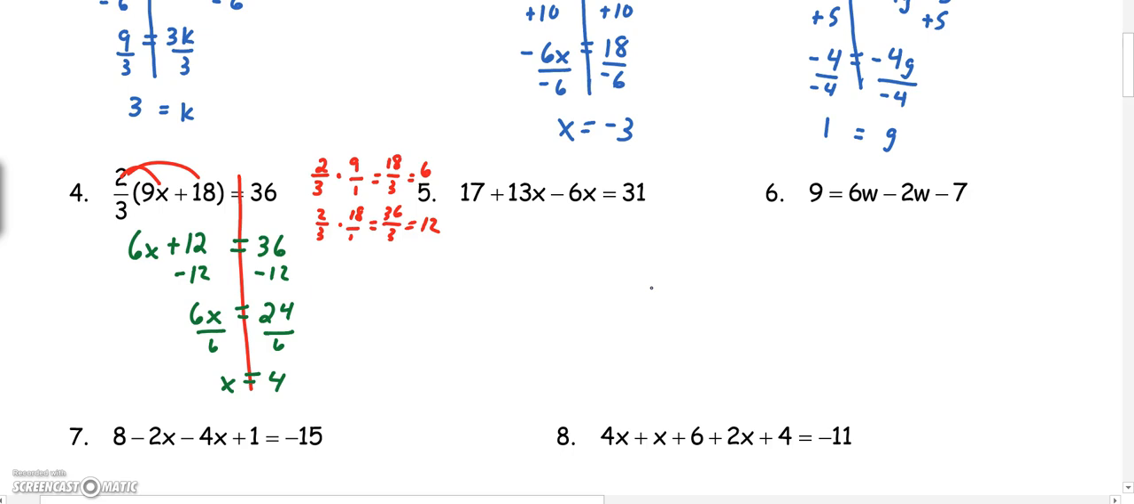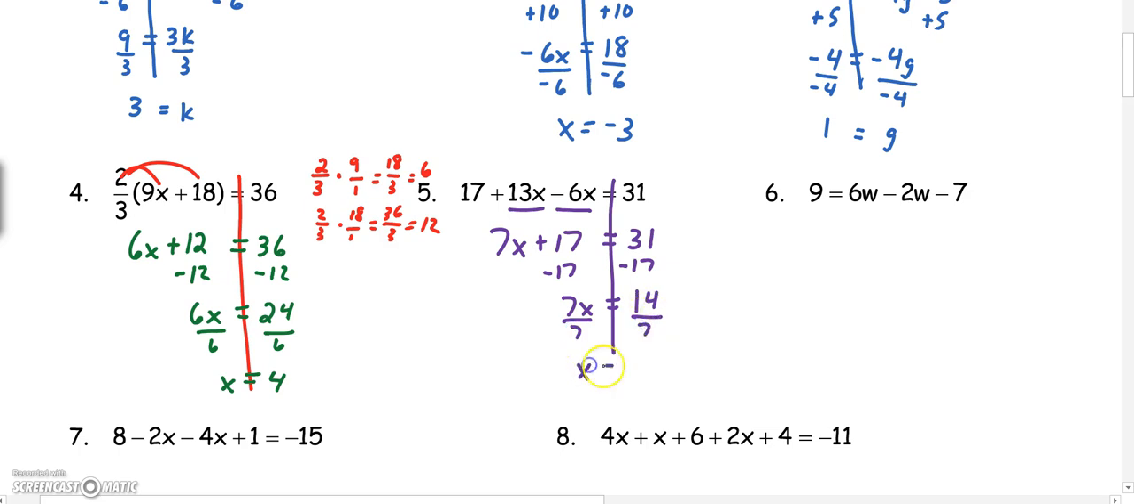Now, number 5 is a little bit different of a problem because in number 5, there's no parentheses. But there are two terms that are the same. There's two x values, two x variables. So what we're going to do is we are going to combine like terms. Remember, when you combine like terms, you do not switch the sign. So we have 13x minus 6x, which gets us 7x, plus 17 equals 31. So now I'm going to subtract 17 from both sides. 7x is equal to 14. Remember, the inverse of multiplication is to divide, so we're going to divide by 7, and x equals 2.